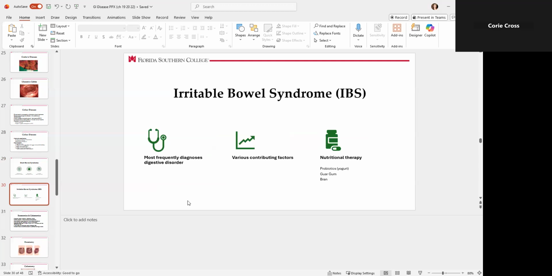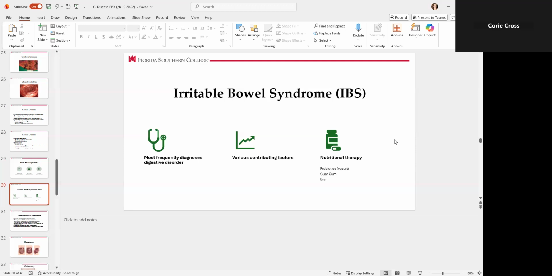Irritable bowel syndrome, also known as IBS, is one of the most frequently diagnosed digestive disorders, and it affects as many as 20% of adults in the United States. Although it is commonly categorized as a motility disorder, there are likely many contributing factors, including genetics, environmental factors, gut flora, or nervous system alterations, and then psychosocial stressors that can be contributing as well. There are various nutritional treatments.